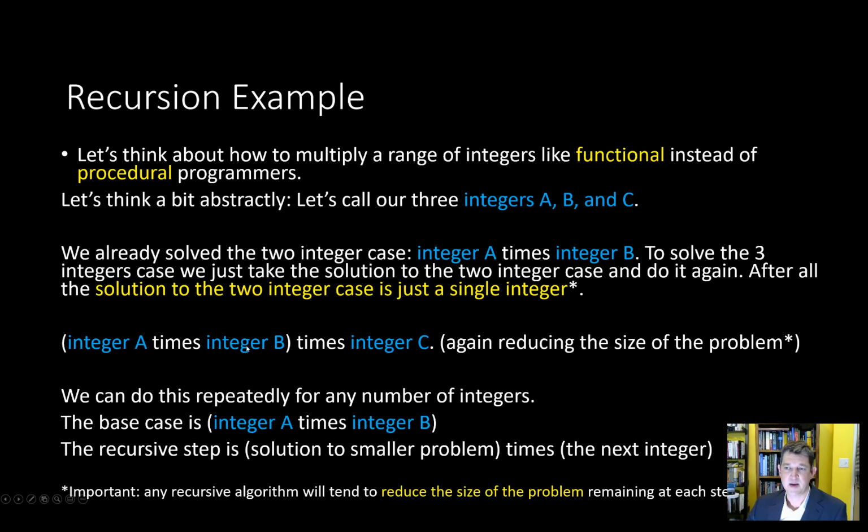Integer a times b times integer c takes the product of the integer a and b times the integer c, and again returns a single integer. So we've taken three integers and turned them into one. Every time we do this, we reduce the number of integers we have to deal with. We reduce the difficulty of the problem because we're always only multiplying two integers together at every step.